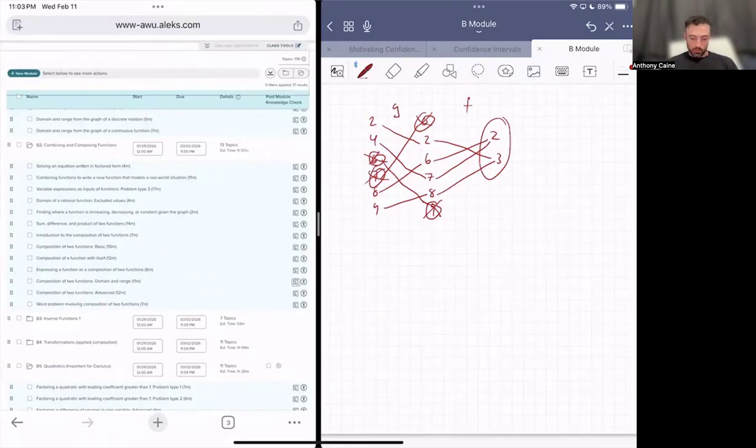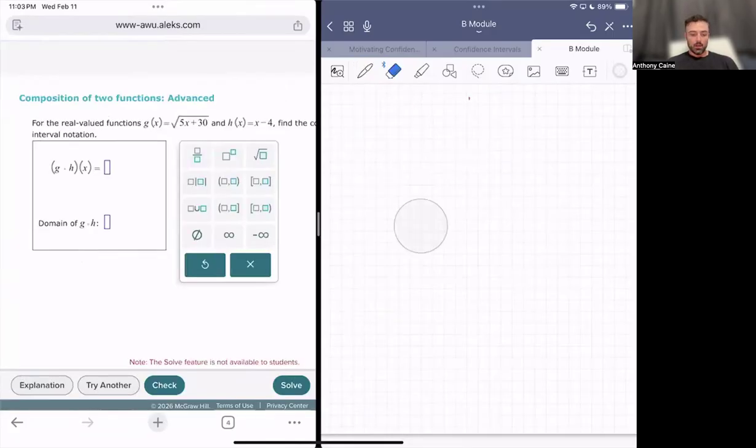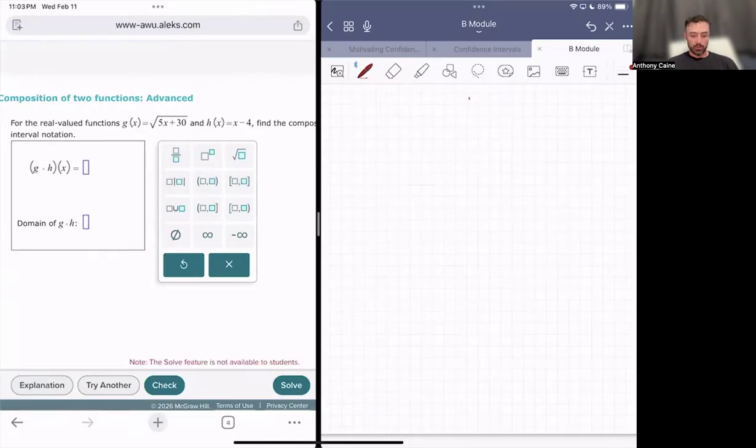Almost done. Composition is two function advanced. All right, and then we'll do word problem. Cool. Wonderful. Yes, I'm so glad we have this.